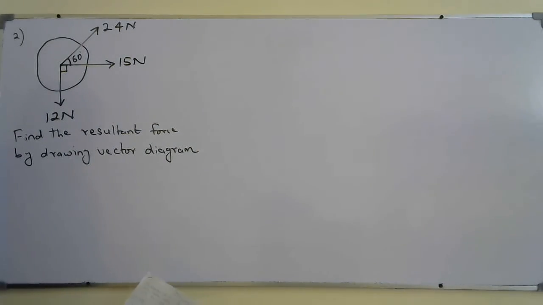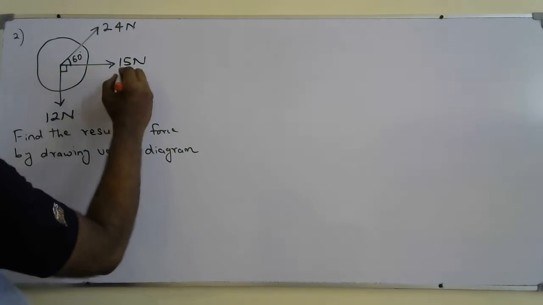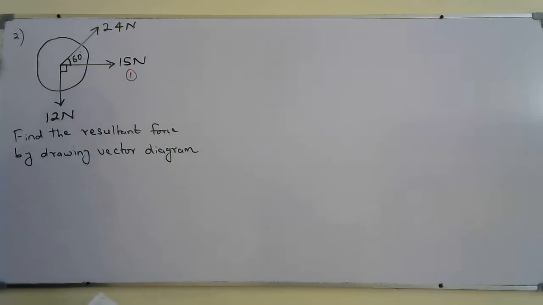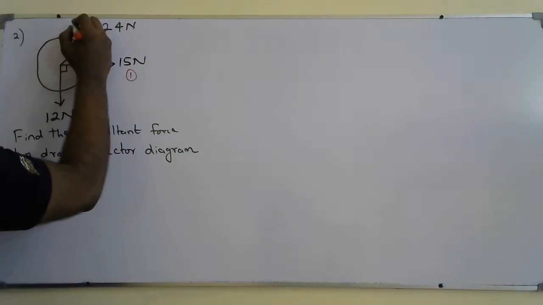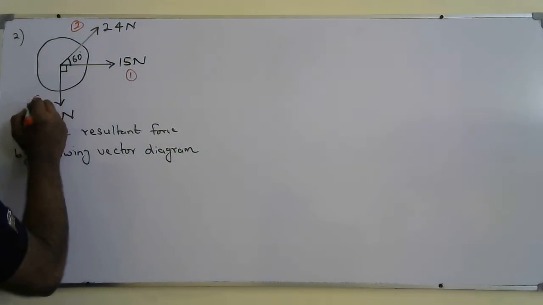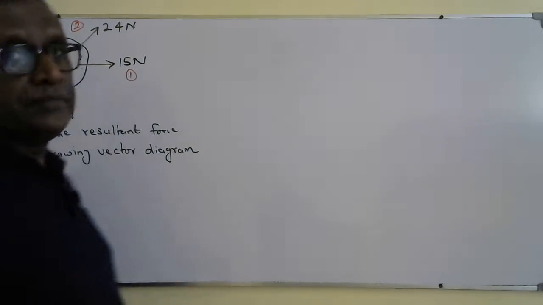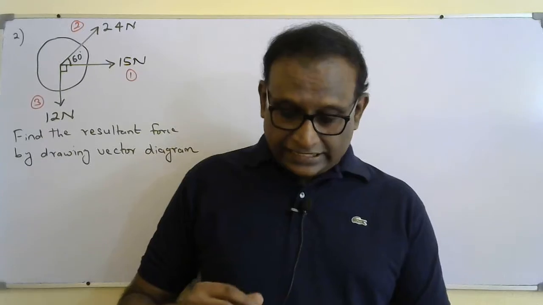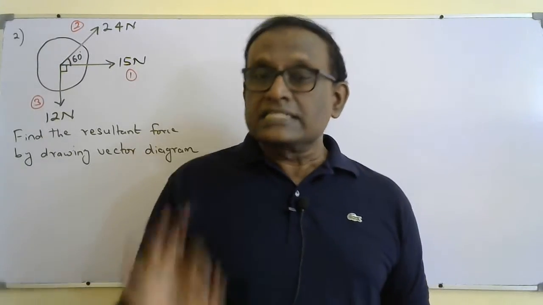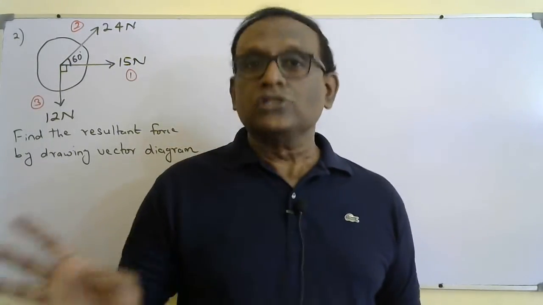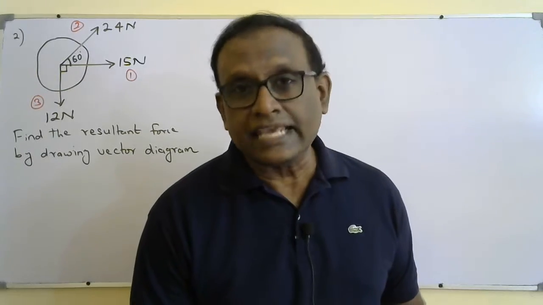So here I'm going to draw this order. 15 Newton I'll draw first. Then I'll draw 24 Newton secondly, and third, finally, I'll draw 12 Newton. But if I draw the other way, the shape will be different, but the direction and the magnitude of the final resultant force will be the same. I'll do both methods, you'll get the same answer.